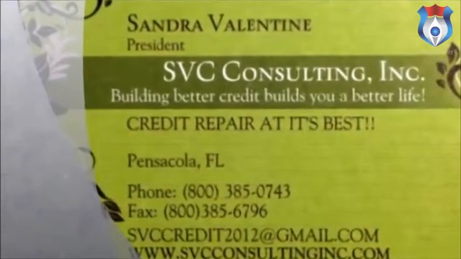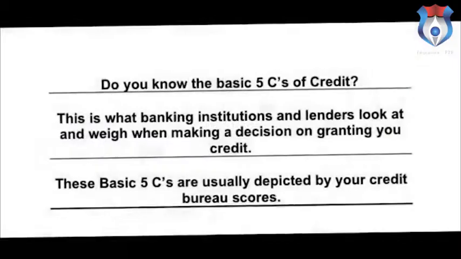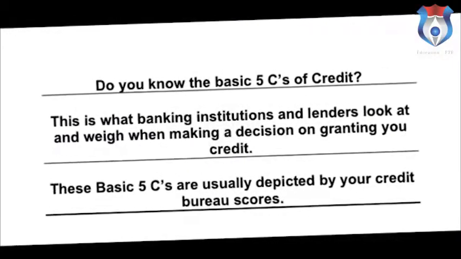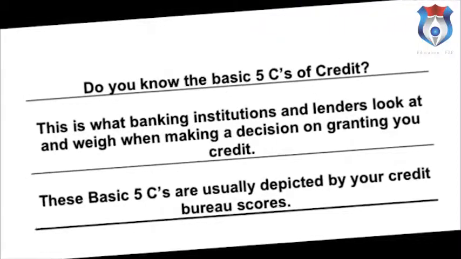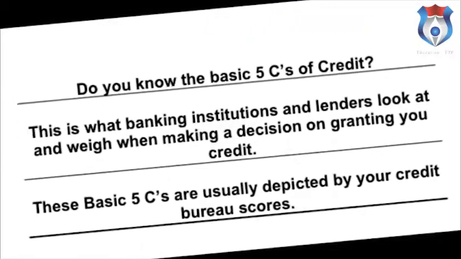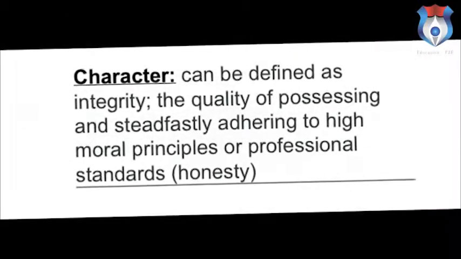The 5 C's of credit. Do you know what the 5 C's of credit are? This is what banking institutions and lenders look at and weigh when making a decision on granting you credit, and they're usually depicted by your credit bureau scores. The first C is character and can be defined as integrity, the quality of possessing and adhering to moral principles. In other words, your honesty.